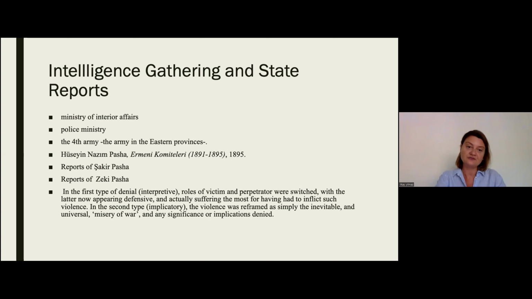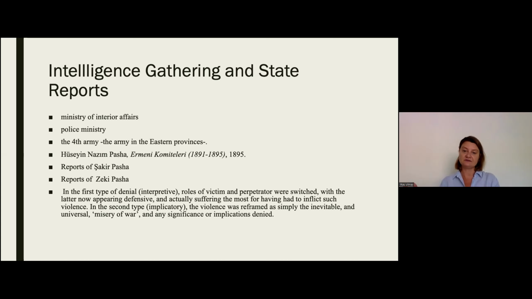Then there are the reports of Shakir Pasha, the General Inspector of the Eastern Provinces. Actually, he was appointed after the Sassoon massacre, and he worked during the Armenian massacres in the region. Reports of Zeki Pasha again, and these reports were also constructing a denialist discourse or narrative of the events as well. So I'm using interpretive denial also to understand and discuss those reports.